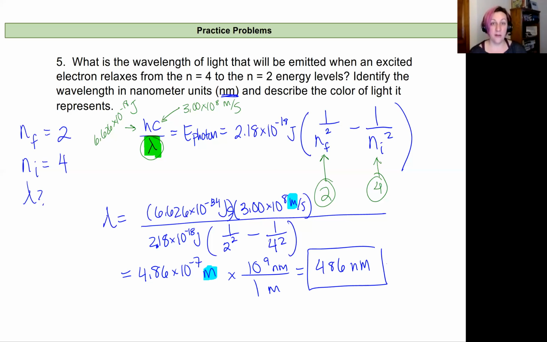Now I can compare that to my visible spectrum, which goes from about 400 to 700 nanometers, where the 400 end is violet and the 700 end is red. And so this value is going to correspond to blue light.